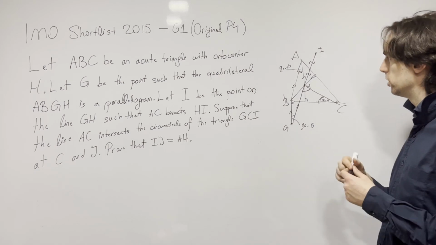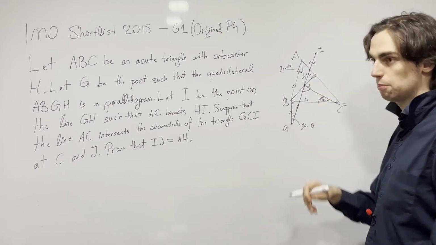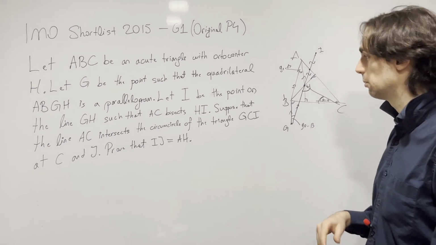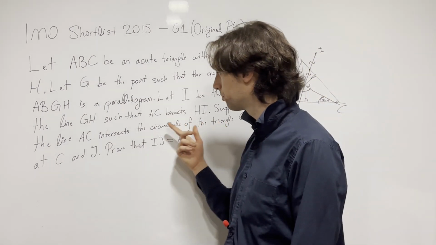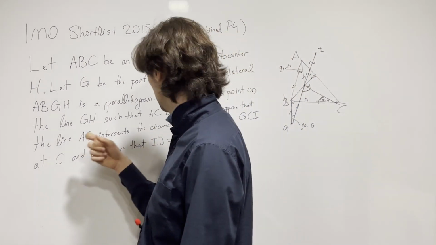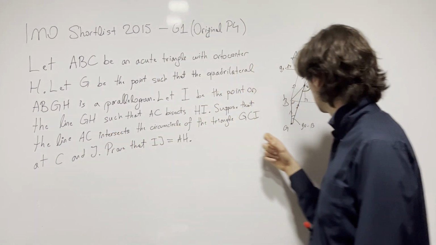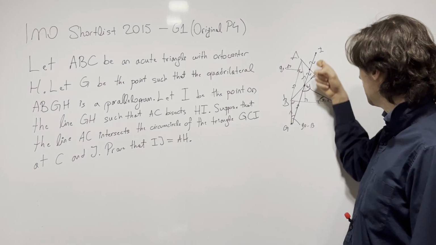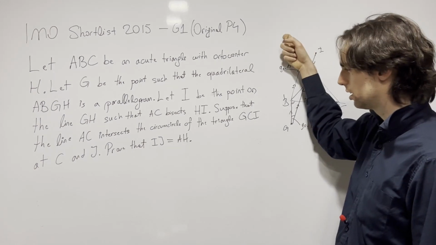Okay, how are we going to use that? Well, we have this point of bisection. Let's call it something. It's not actually everything we have. We have GH and we have a point on the line AC that intersects CGI again at J.